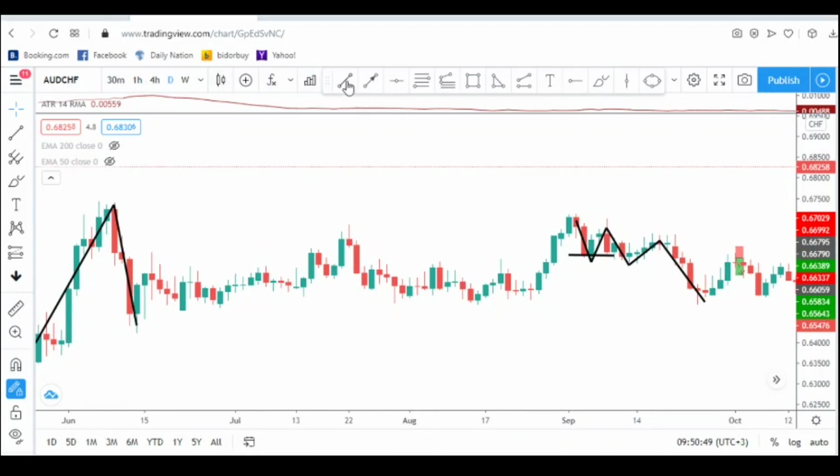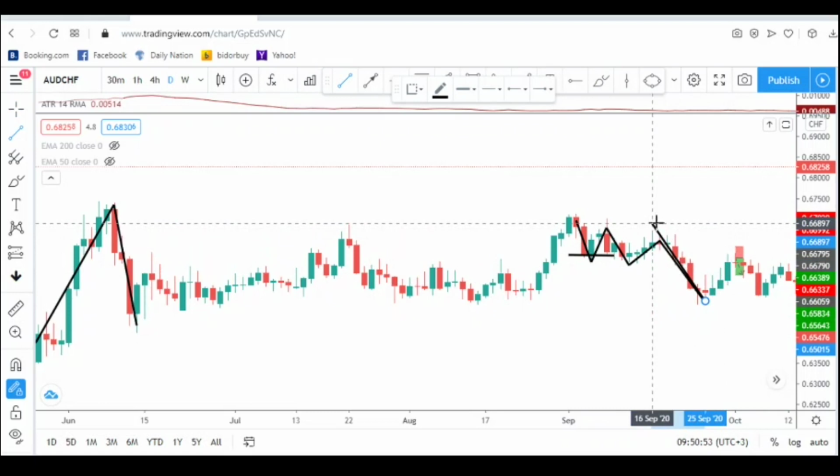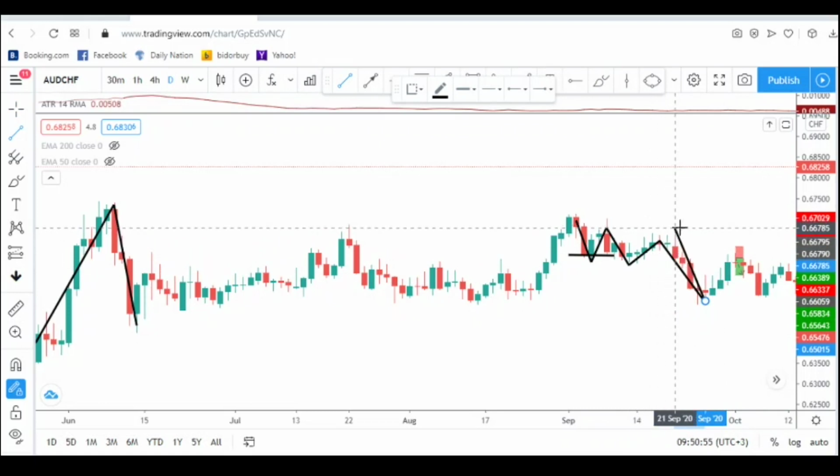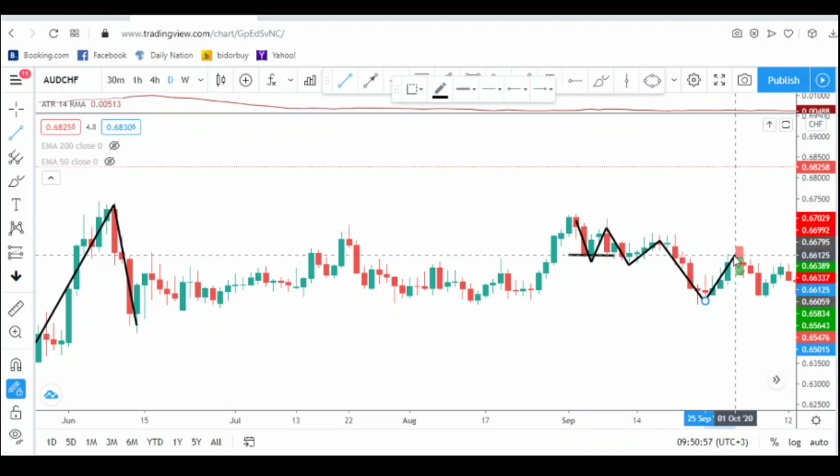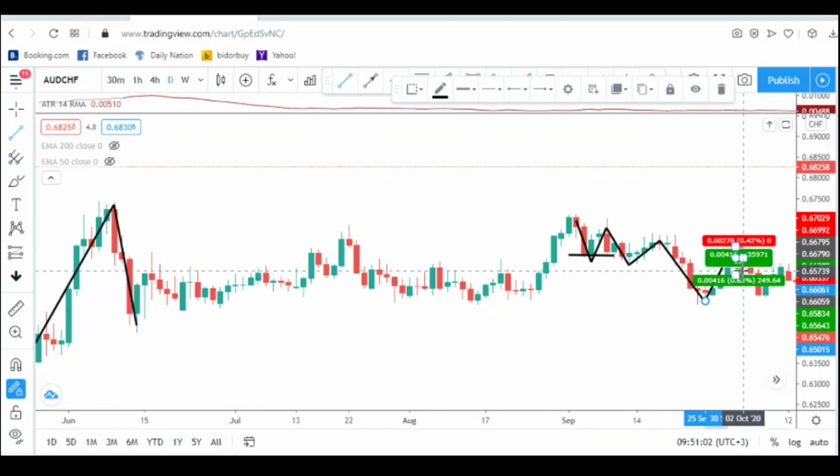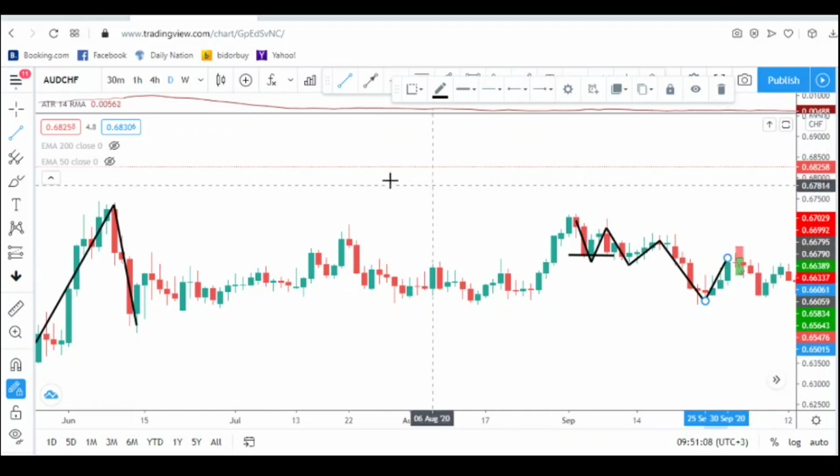Now we have a pullback here, and this pullback did not close above the previous level of resistance. It made a pullback here, and when it made this pullback here, I took this trade in October of 2020. I still have this tool here. It was a winning trade.